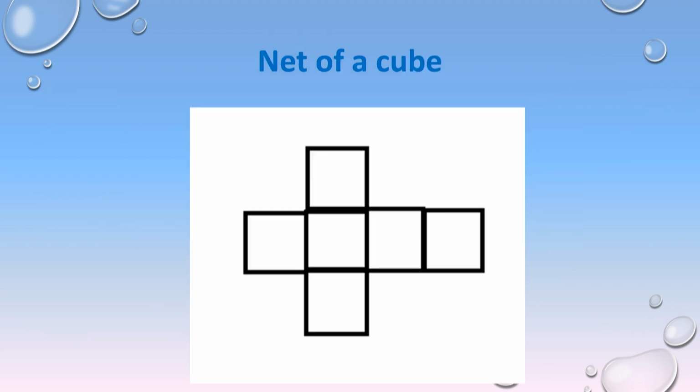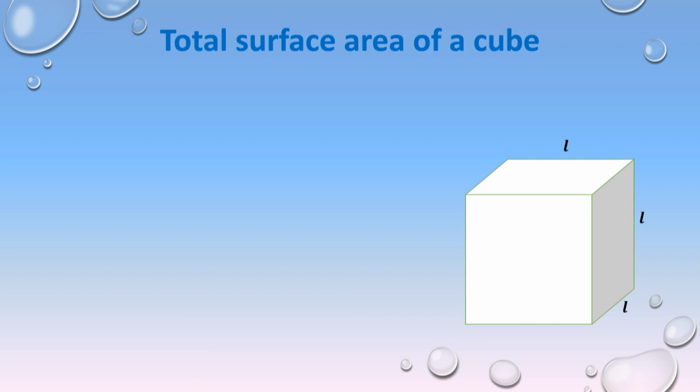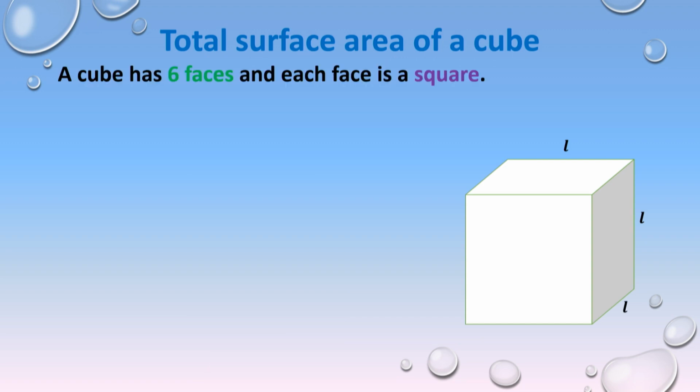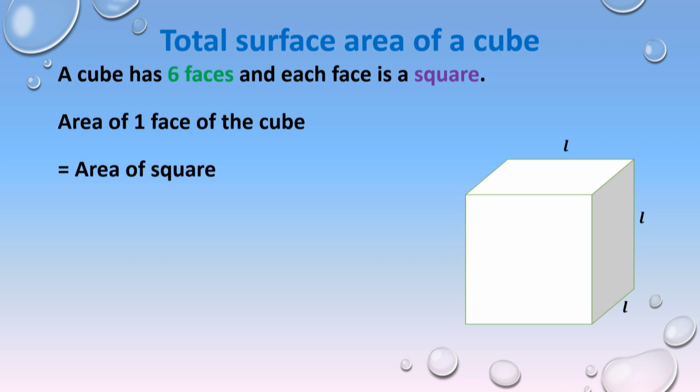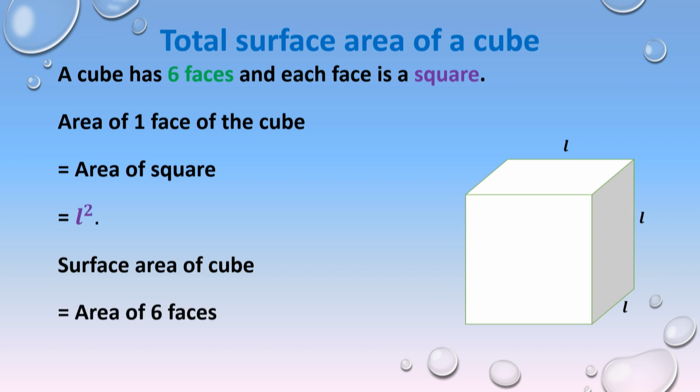This is the picture of the net of a cube. The total surface area of a cube now, if you remember, a cube has 6 faces and each face is a square. So the area of one face of the cube will be equal to the area of a square, which is given by L square. So the surface area of a cube will be given by 6L square because we have 6 faces.